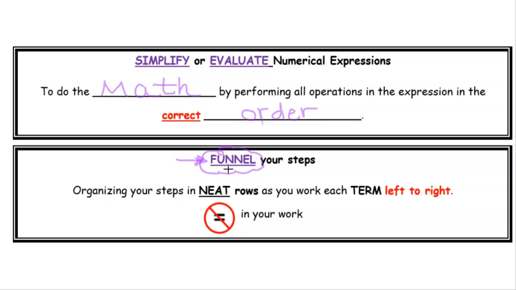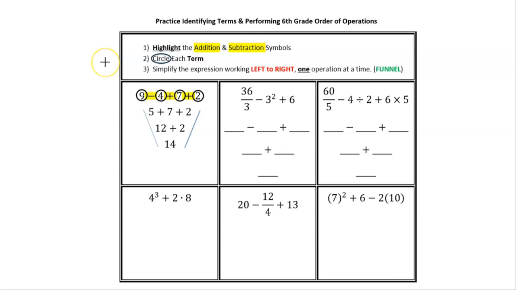So when I'm asking you to funnel in your work, and it's required, it means to write your steps in organized, neat rows. Work each term. You're going to work through each term left to right. And you will not use equal signs in your work when you're asked to evaluate numerical expressions or funnel. So I don't want to see those equal signs in your work following this lesson. I'll show you how you show equality in a different way called funneling. Some of you already do funnel your steps. You're already in the habit of it. Some of you do not funnel yet, and that's what we're going to work on.